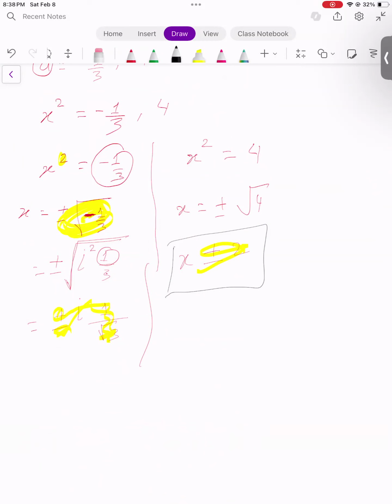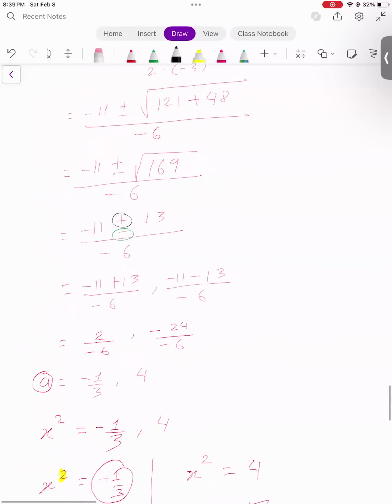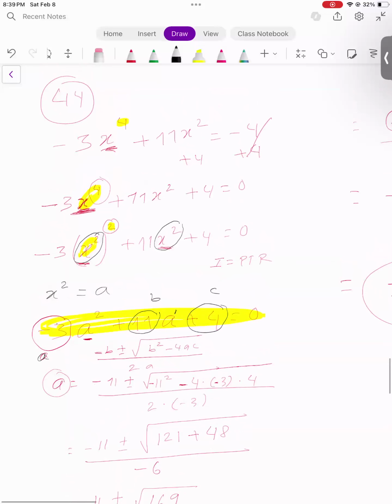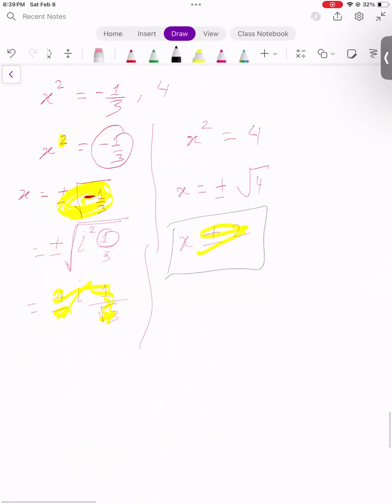Do you have any question for me? I know this is a lot, but if you practice, from here the only key step is this one. If you have a quadratic form, the remaining is using the quadratic formula which you have practiced earlier. Does anyone have a question here?